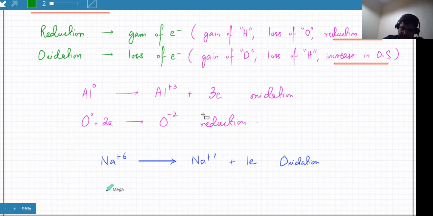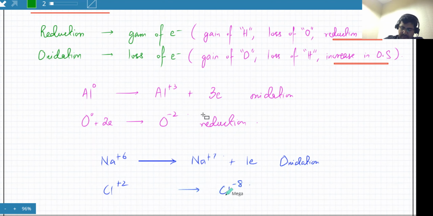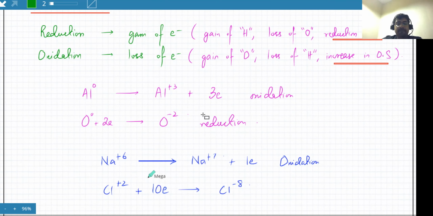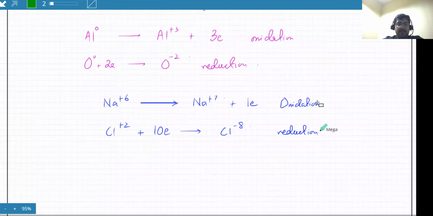So on the other hand, let's say you have Cl plus 2 going to Cl minus 8. What's happening here? Reduction. Okay. And how many electrons have been gained? 10. Okay, you gained 10 electrons. You went from plus 2 and you went all the way to minus 2. So that is reduction. Okay, so keep this in mind. Charge decreasing, that's reduction. Charge increasing, that's oxidation. Okay, so that's one very basic thing.